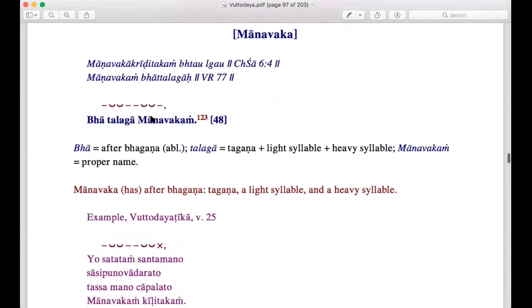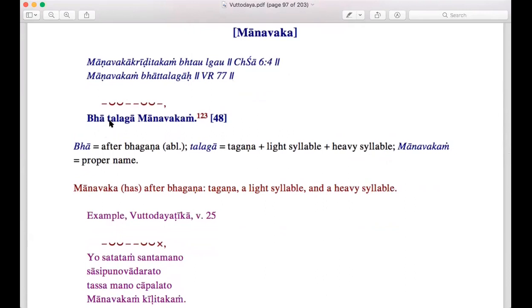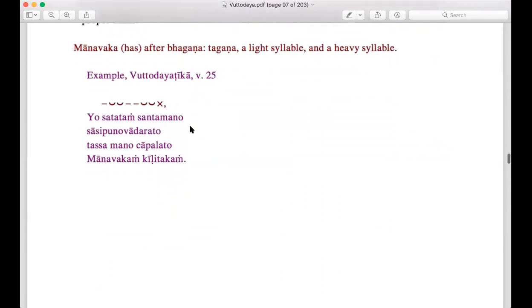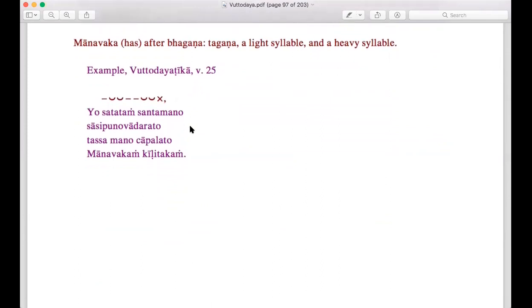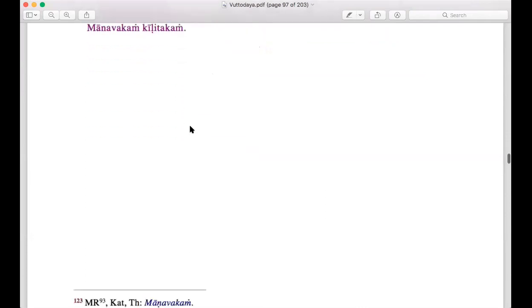So we are still in 8-syllable verses. Let's check for the groups. Bhatala is the bhagana, right? Gamana is the tagana. Va is the lahu and kang is garu. So bhagana, tagana, lahu, garu are there. Bhagana 3 syllables, tagana 3 syllables, lahu, garu 2 syllables, all together 8 syllables. So, an example from Vuttodaya Tika: Yo satatang santa mano sasi puno vadarato tassa mano chapalato manavakang kelitakang. That is the example for manavaka verse.